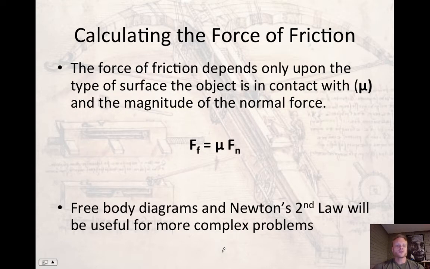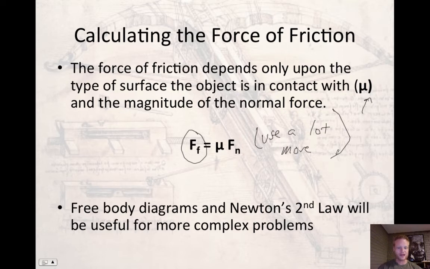Calculating the force of friction depends on the type of surface the object is in contact with, that's the mu piece, and the magnitude of the normal force. The formula I just showed you in the previous slide, I just reworked it to get force of friction by itself. Here you have force of friction equals mu times the normal force. You'll probably use this formula a lot more than the previous one, but they're the same formula, just moved around algebraically.